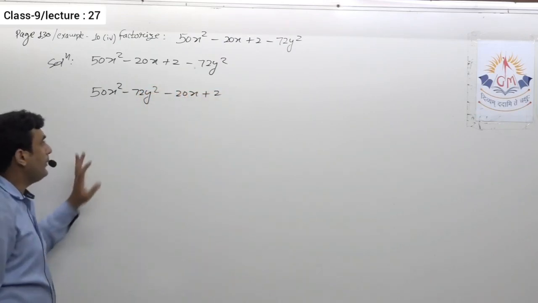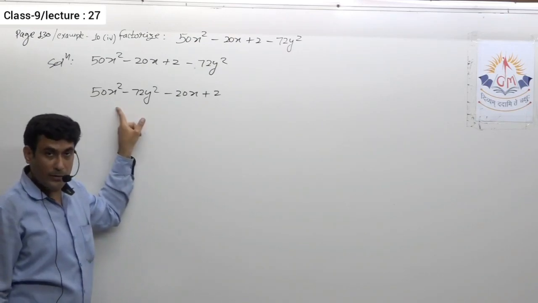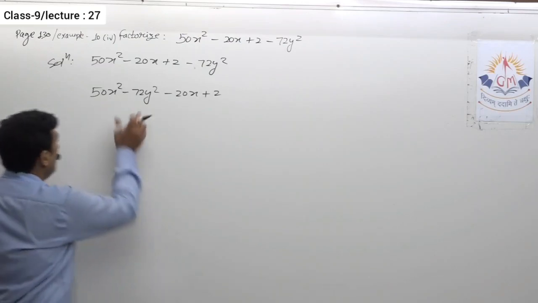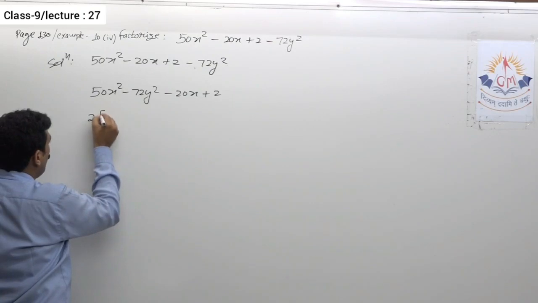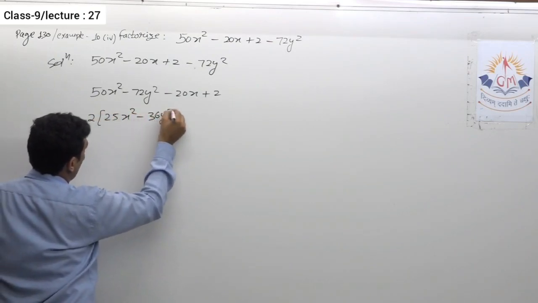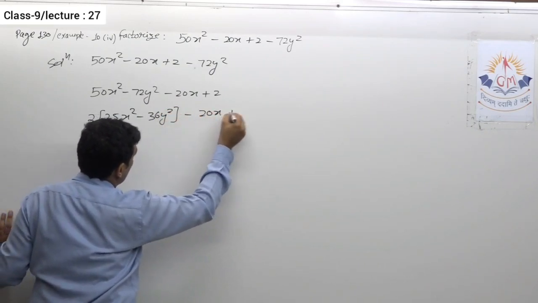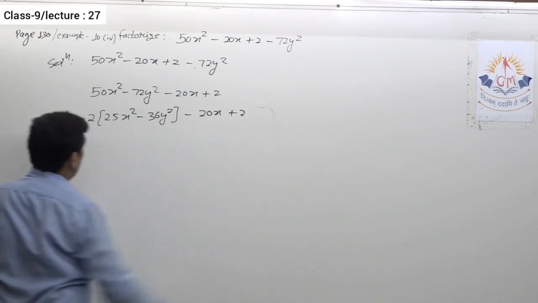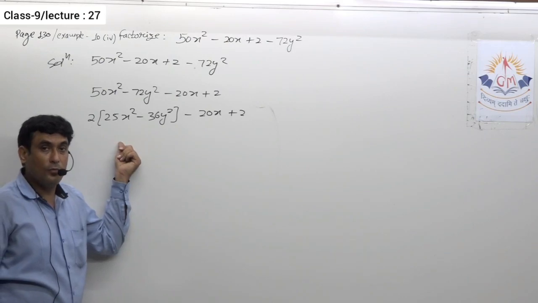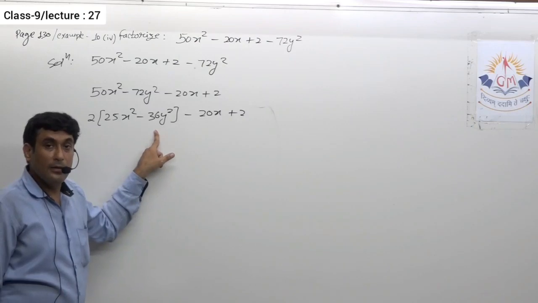That can be written. This is not a complete square, this is also not a complete square. But one thing more, if you observe carefully, 2 can be taken common from these two. If I take 2 common, here I get 25x square minus 36y square, and this I write as it is, plus 2. Now this is exactly a difference of two squares. This can be written as 5x whole square, and this as 6y whole square.